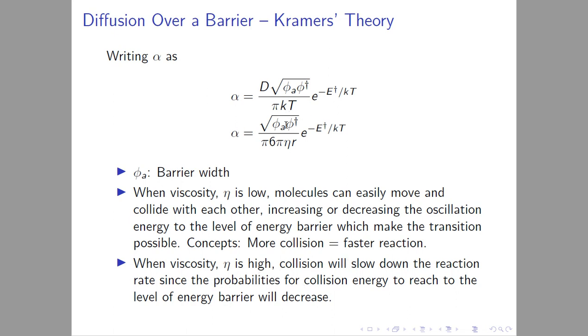Okay, so we have this value. We can increase T, eta, or the radius. So what we can say is that with low viscosity the molecule can move faster, but with high viscosity the molecule will diffuse much slower and it will take time to meet each other to do the reaction.